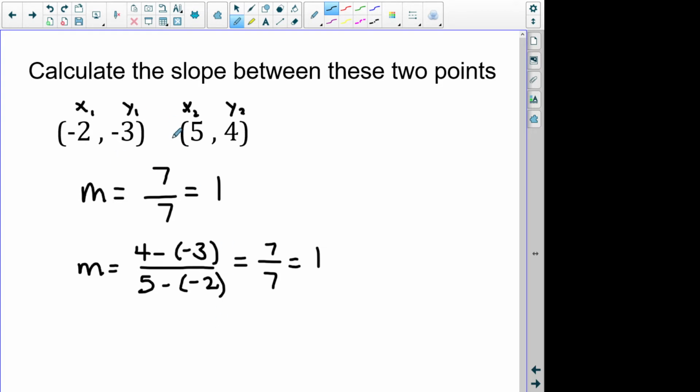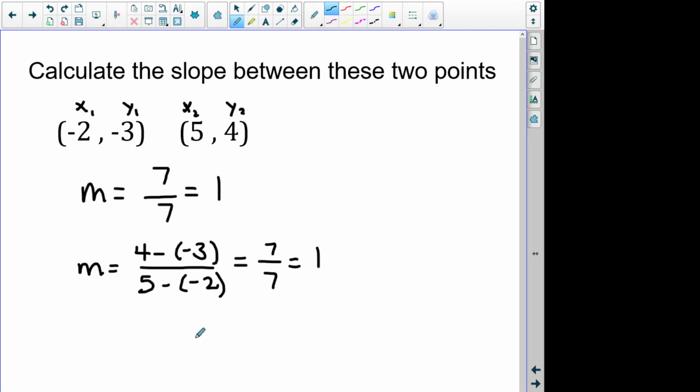Now the other thing to note here is, how do you know which one's the first point and which one's the second point? The answer is you don't. These are interchangeable. I could have just as easily called this x2 and y2 and this one x1 and y1, and I would have plugged those in and it would have been exactly the same. I would have ended up with -7 over -7, but when I simplify that, I still get +1.